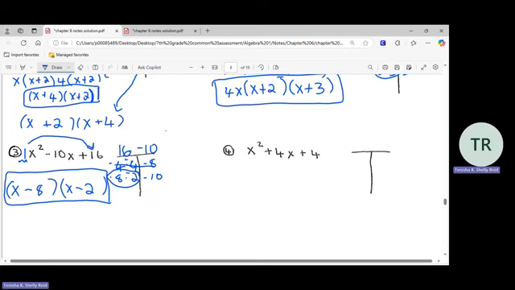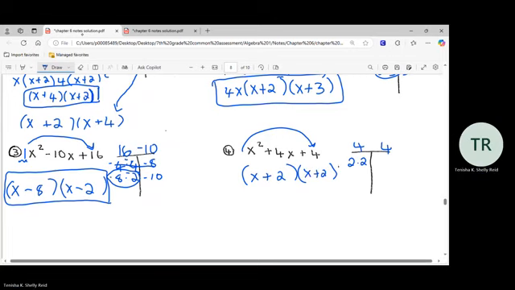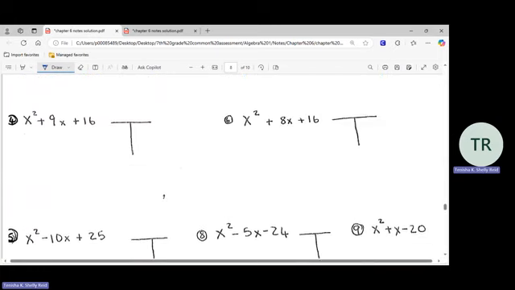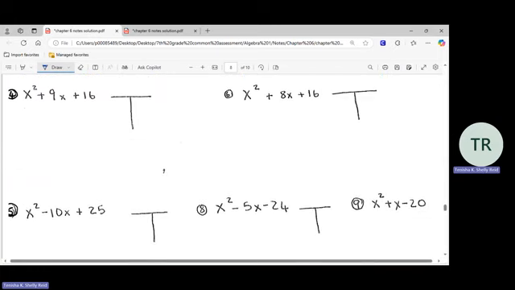All right, now that you have paused and tried them, 1 times 4 is 4, and added together should be 4. Well, I think that's 2 and 2. So your answer is x plus 2 and x plus 2. And remember to check, you just have to multiply them, distribute. Number 4, I think you did it. 1 times 16 is 16, and then you have 9. So then you have, I think you did 4 and 4.